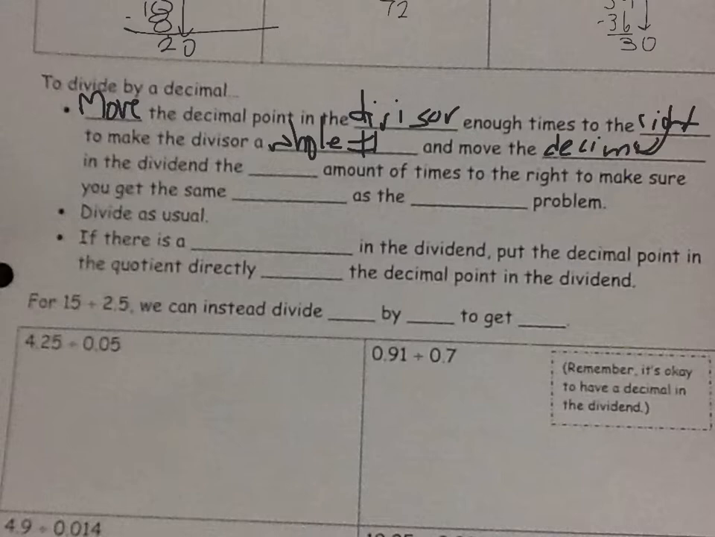I cannot write that whole word in there, so I'm going to write decimal and then PT for point. Not physical therapy, but point. In the dividend, the same amount of times, ooh, that's messy, to the right, to make sure you get the same quotient as the original problem.